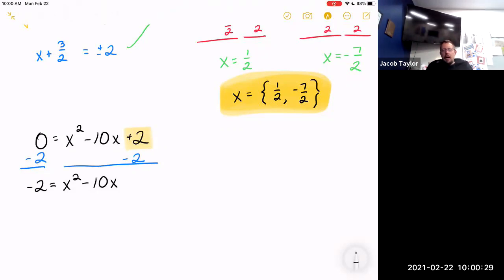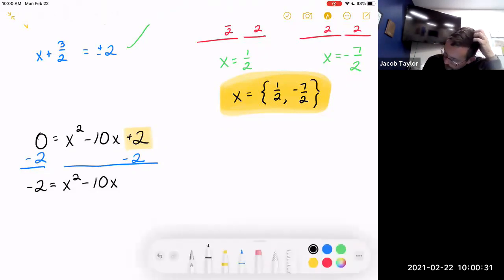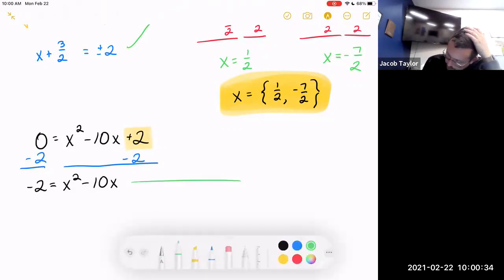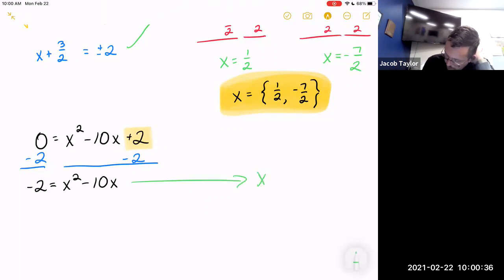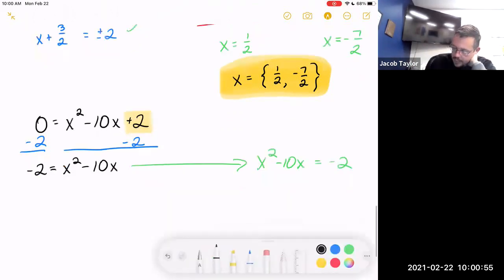But if it really bothers you, and you want it to look the same every time, you could flip this and just switch what side they're on. I'm not going to do that. I'm going to solve it with the constant on the left side just so you can see what it looks like. But it's not an issue at all if you would prefer to switch it so it looks like the last ones. Okay, there we go. Constant isolated.